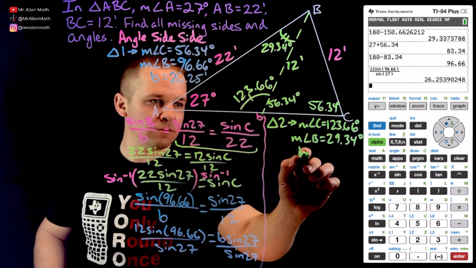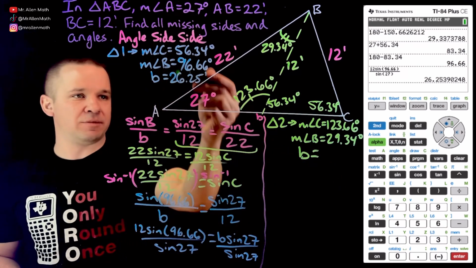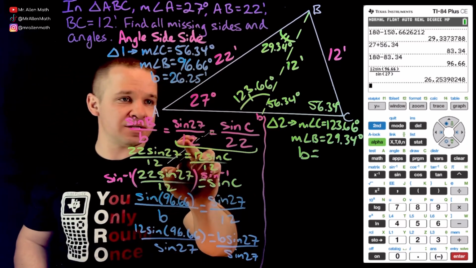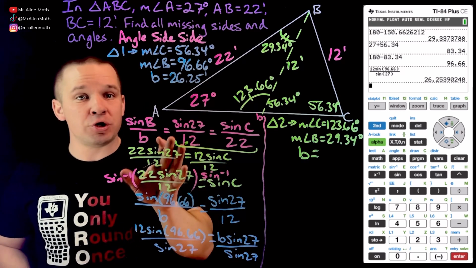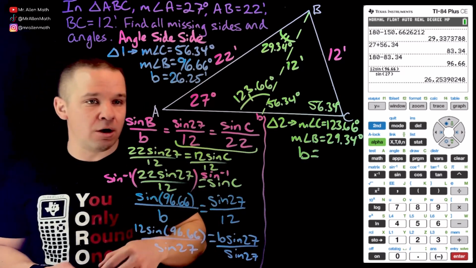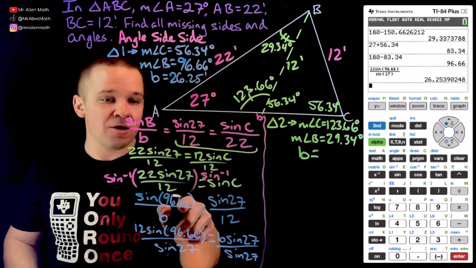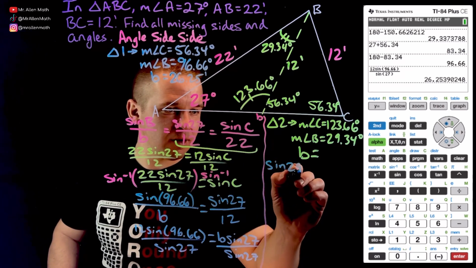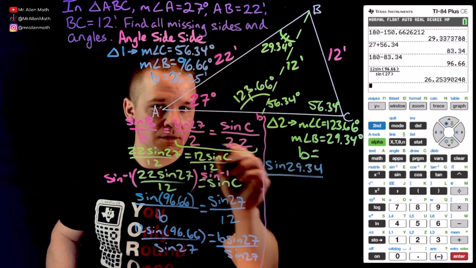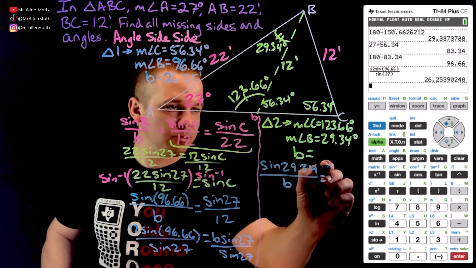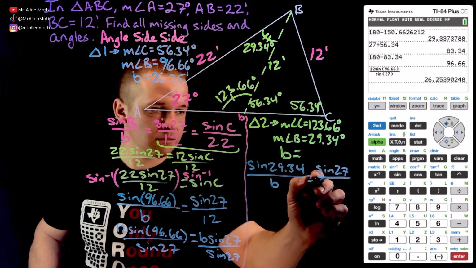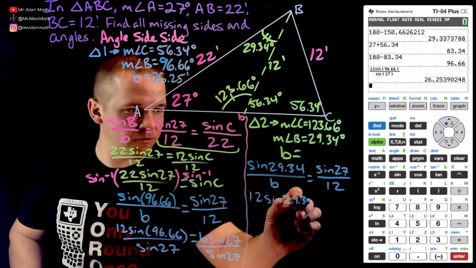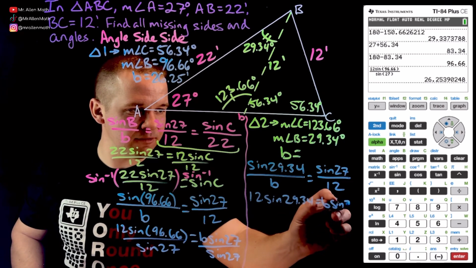And the last thing that we need here, because I have this 12 already, is the side B again, just a little b. Right, we're solving for the same things, just getting some different numbers, okay? So how are we going to do that? Well, I can use this here and this here, but now I just have a new angle. So same proportion, but instead of 96.66, I'm using the 29.34. So we get sine of 29.34 over B, which I don't know, equals sine of 27 over 12. Cross multiply, we get 12 sine 29.34 equals B sine 27.